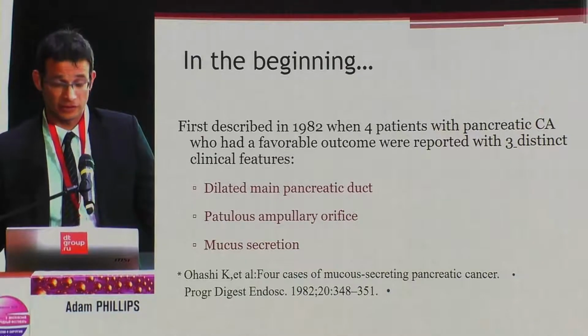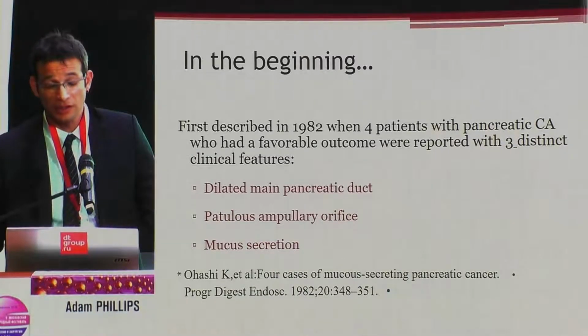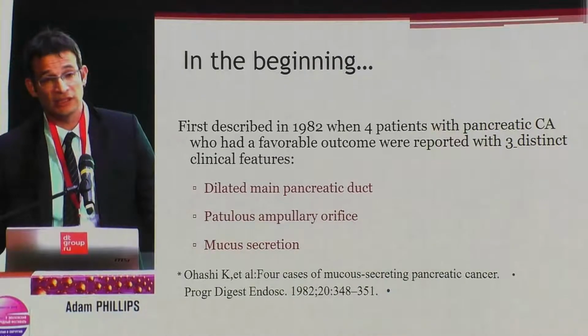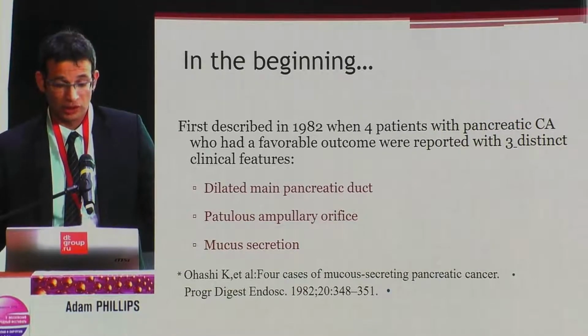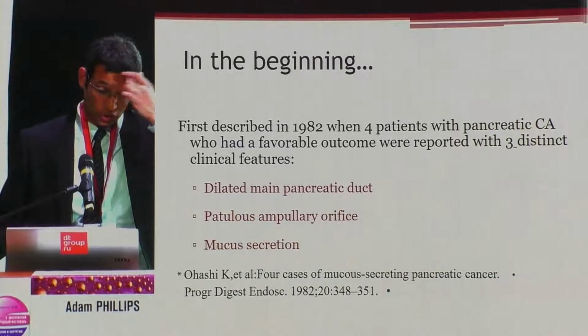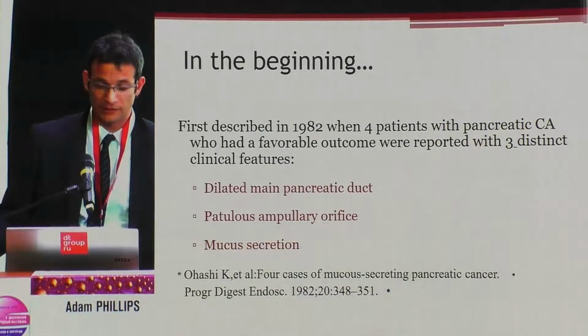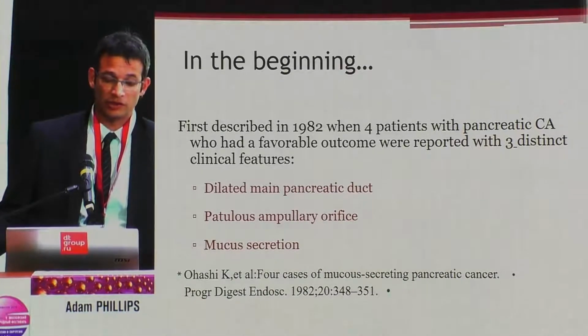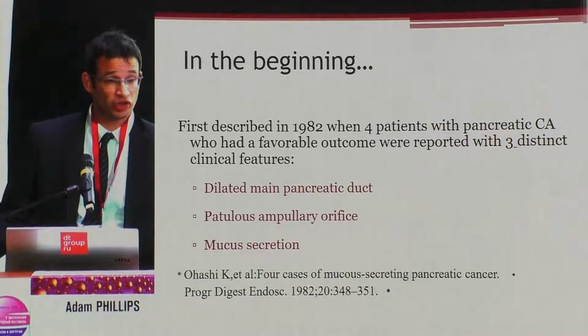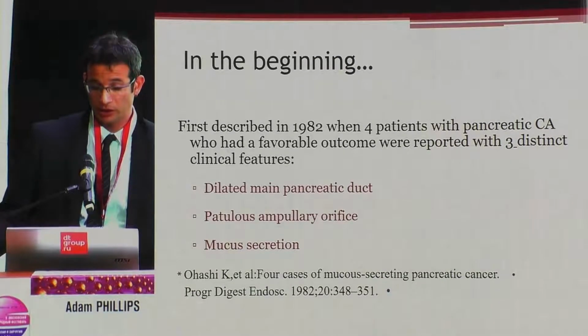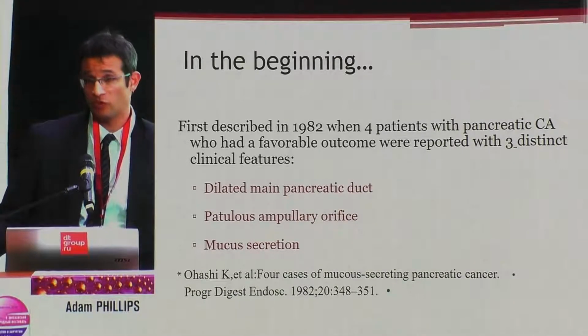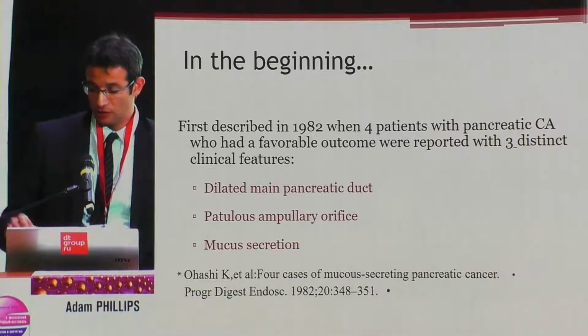The first time that the IPMN was described was in 1982. A doctor saw a pancreatic adenocarcinoma with a dilated main pancreatic duct. He saw a mucus secretion in the pancreatic duct and a patulous ampullary orifice, which was different from the other adenocarcinomas that we knew before.